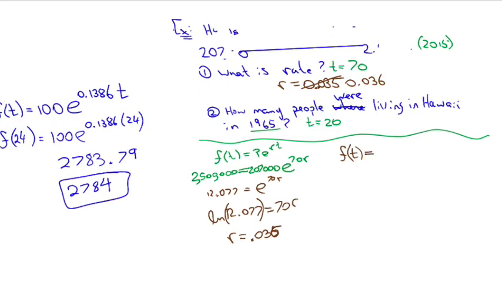Equals, what's the next number? The 207,000, e to the 0.036 times 20. You can type that in your calculator, and that should give you the population approximately in 1965, if things grew nice and exponentially. A lot of ifs there.